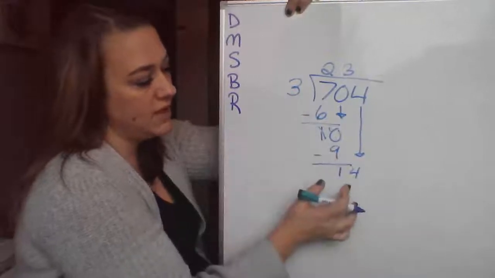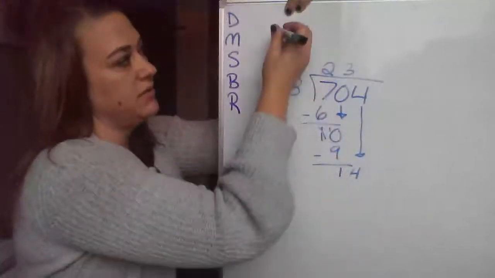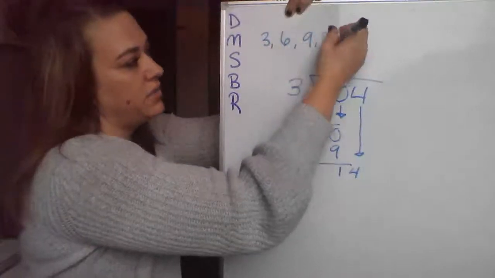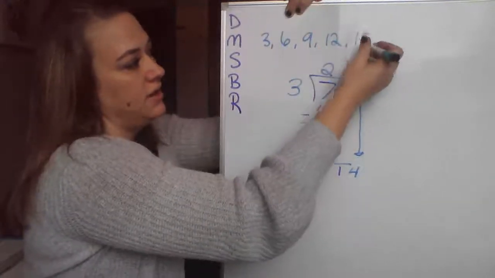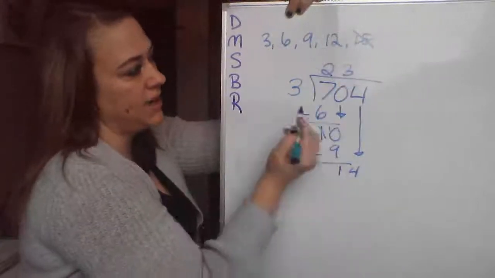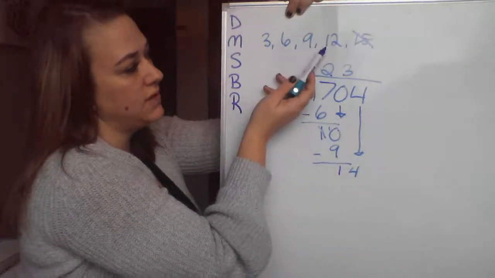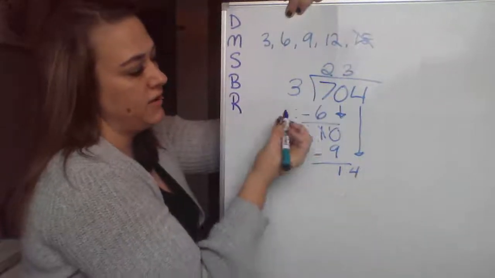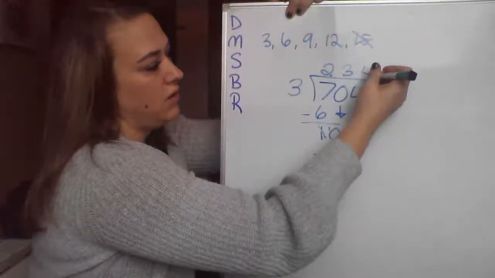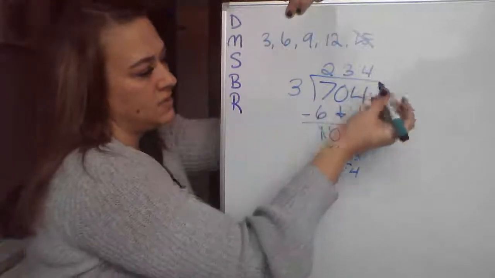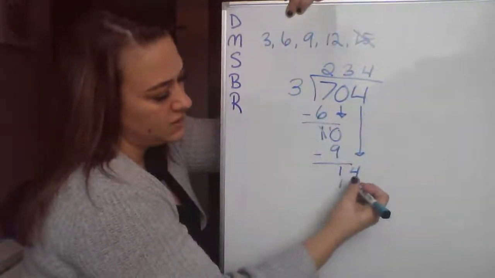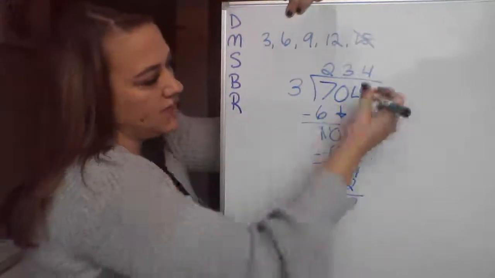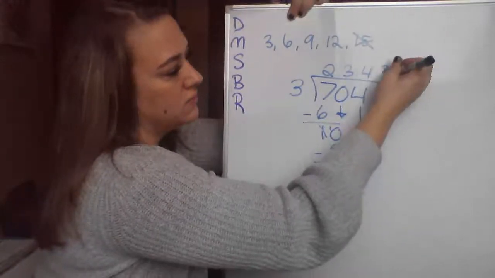How many groups of 3 can I make out of 14? You can skip count if you need to. 3, 6, 9, 12, 15. 15's too many, so I can make 1, 2, 3, 4 groups. So 14 divided by 3 is 4. 3 times 4 is 12. And then we subtract. We have a remainder of 2.